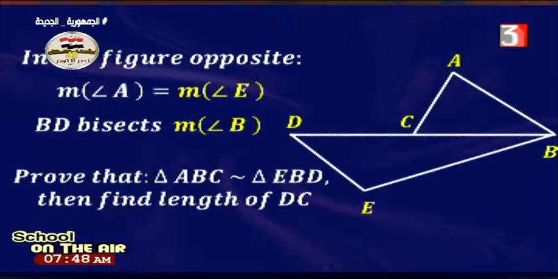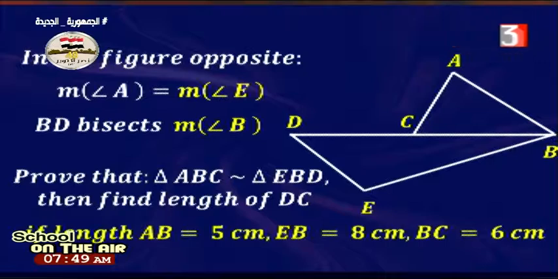Measure angle A in triangle ABC is equal to measure angle E in triangle BED. So you have an angle equal to another angle in the second triangle. And BD bisects measure angle B. It means that measure angle ABC equals measure angle DBE. So another two angles are equal in measure in the two triangles. Then, can you now prove that the two triangles are similar? Let us see.